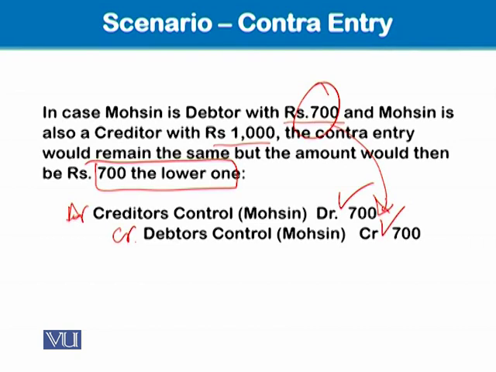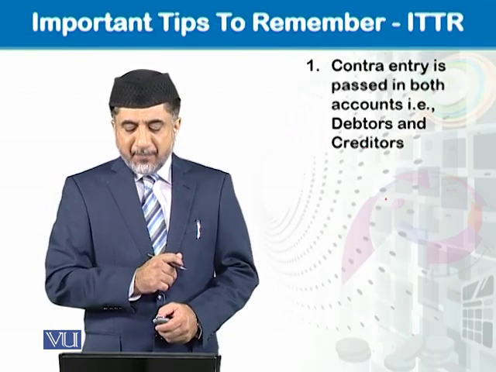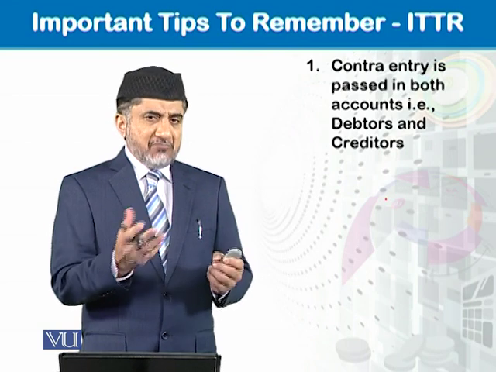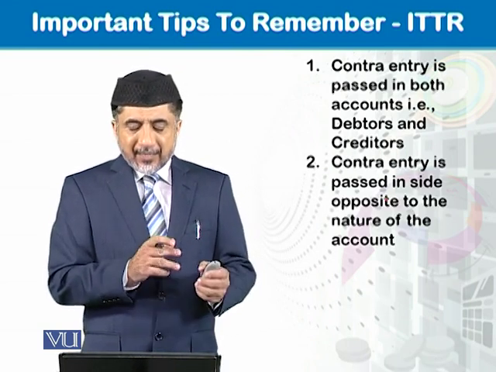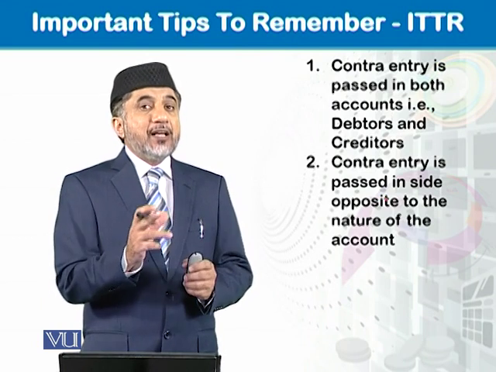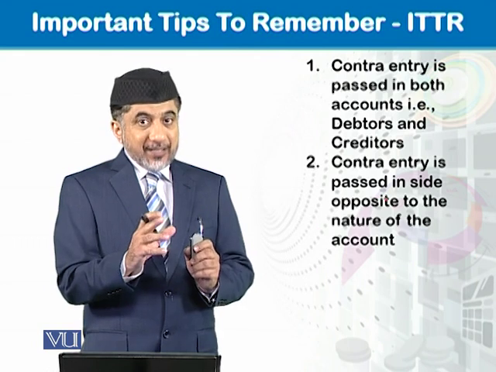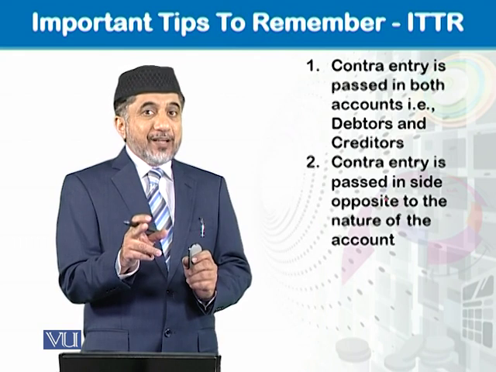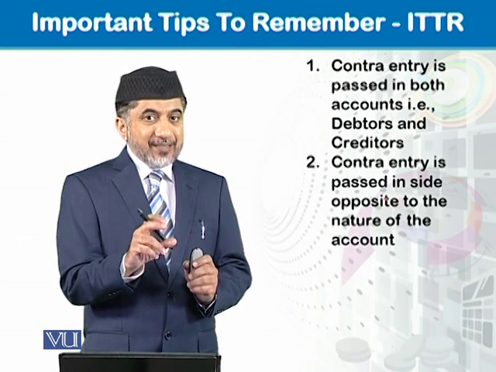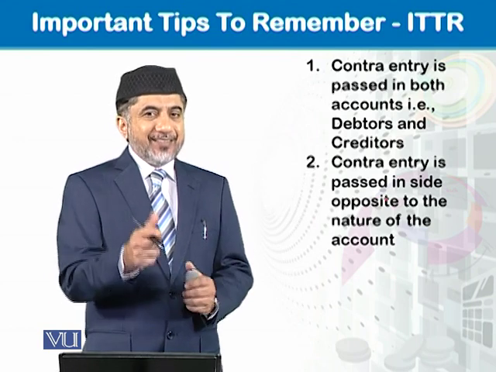Well, so the important tips to remember in this module are that contra entry is passed in both accounts, debtors and creditors, and contra entry is passed in the side which is opposite to the side of its nature. Okay? For debtors, the side of nature is debit. It will appear in the credit side. For creditors, the side of nature is, yes, credit. And it will appear in the, very good, debit side.